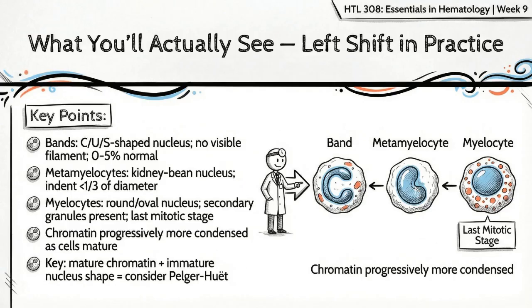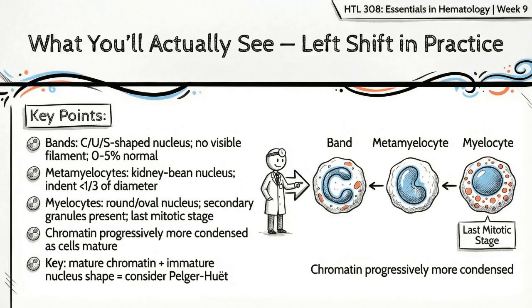Now, here's the practical challenge: distinguishing a band from a metamyelocyte from a Pelger-Hewitt cell can be genuinely difficult. The key is chromatin. Immature cells, bands and metamyelocytes, have progressively more condensed chromatin as they mature, but it's still somewhat open compared to a fully mature segmented neutrophil. Pelger-Hewitt cells have very mature, coarsely clumped chromatin despite their hypolobulated nucleus. When in doubt, note the chromatin pattern.